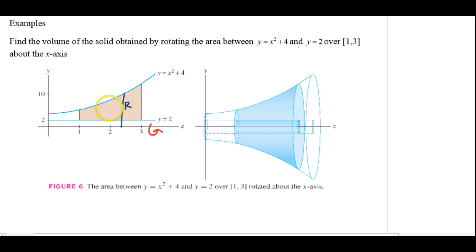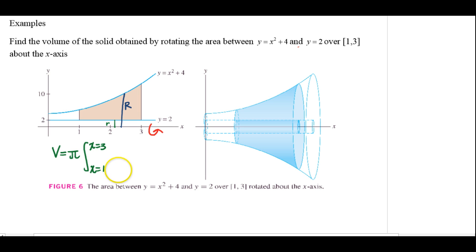And now I'll use a different color. I need to start from the axis of rotation again, so I put my pencil on it, and then go to the closer function. The closer function is y equals 2. And I'm going to label that little r. So now my generic volume formula is pi times the integral from, well, my two values on the x-axis of importance are x equals 1 and x equals 3.